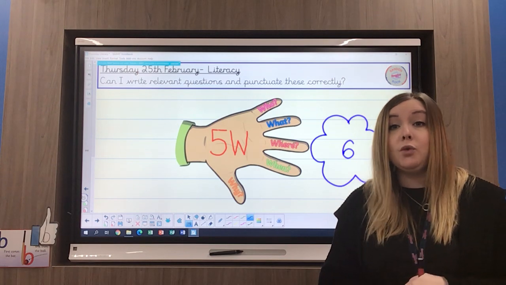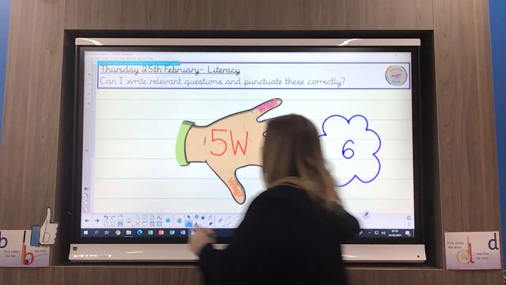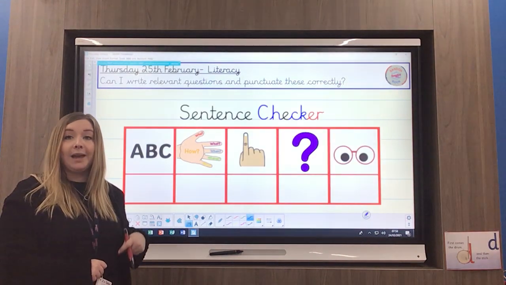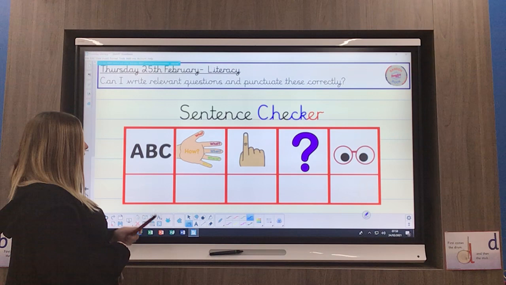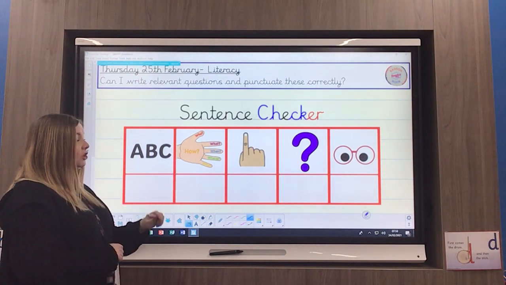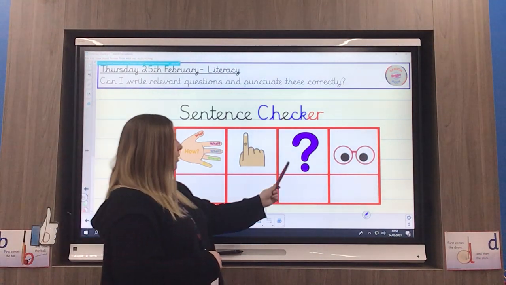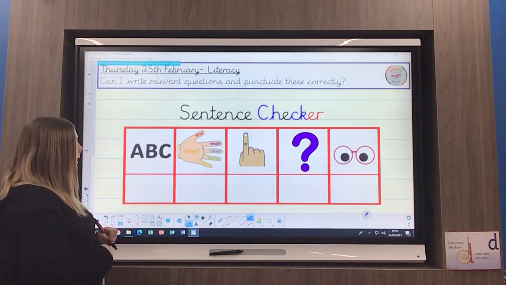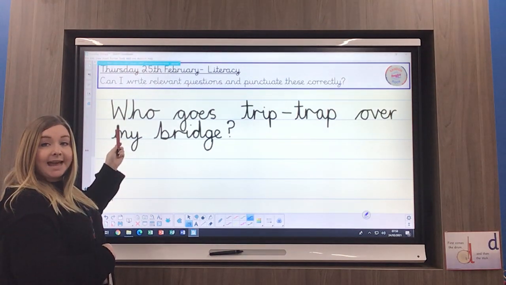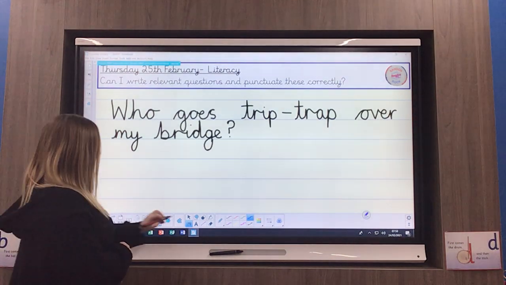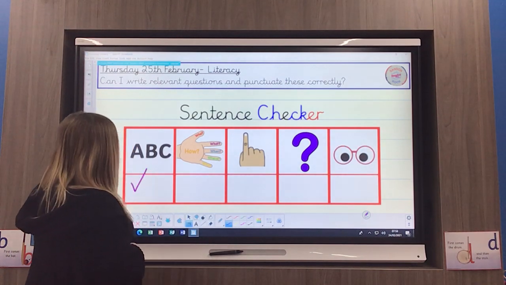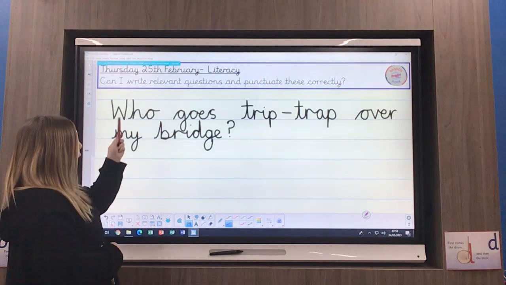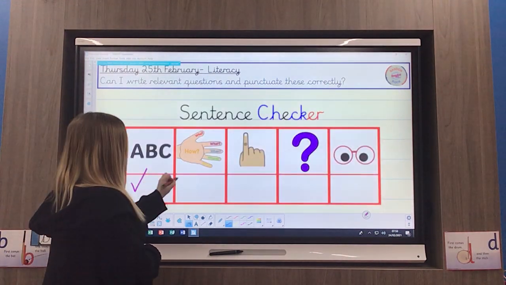And once you've written your 6 questions Year 4, let's have a little look at our sentence checker. You know I like us to always check our sentences. So, capital letter, question words, finger spaces, question mark, check it for sense. So let's go back to my question. Have I got a capital letter? Yeah, it's nice and tall. We can see that that one's a capital. Let's give us a tick there. Got that one. Did I have a question word? Who is my question word? Brilliant. Give that one a tick.